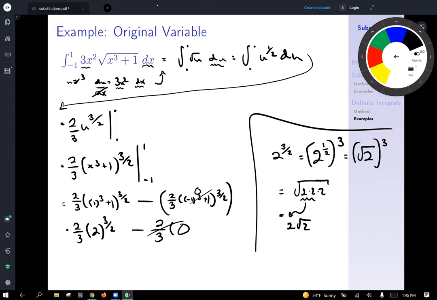So that expression becomes 2/3 times 2√2, which is 4√2/3. Whew. Feel good about that.